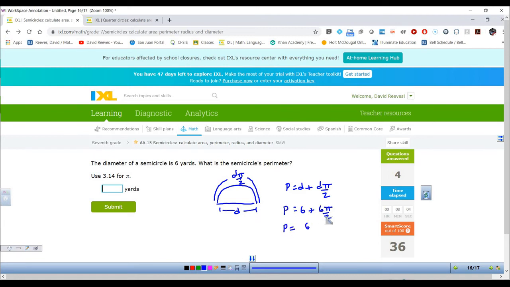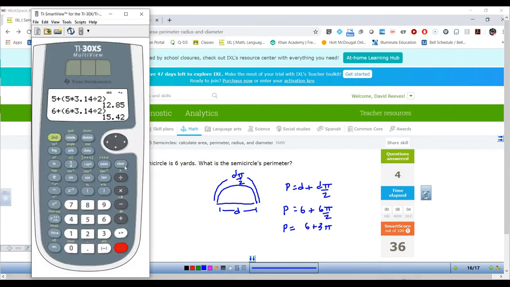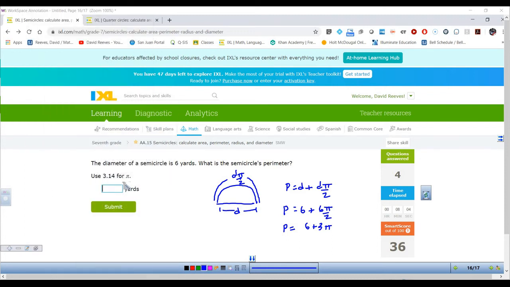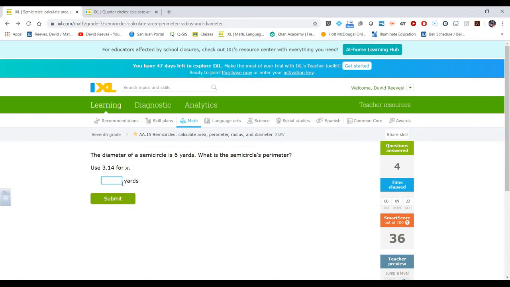All right, well, I hope you know that 6 divided by 2 is 3. So we get 6 plus 3 times pi. That is not 9 pi, by the way. We're going to go to our calculator. I'm going to clear it out, and I'm going to do 6 plus 3 times 3.14, because we're using 3.14 for pi. And when I do that, I get 15.42. Does that number sound familiar? That's what we just did on the previous problem, isn't it? We should have known that, huh?